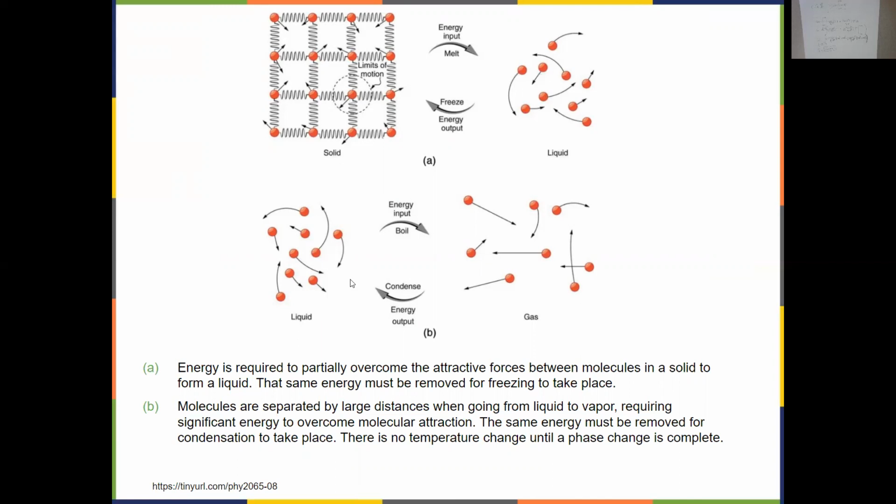And then from liquid to gas, gas is more disordered than liquid. That means the gas molecules can move more freely than liquid. So to go from liquid to gas, you need to add energy to break the interactions between the molecules. In the reverse process, you can take out heat or cool it down.